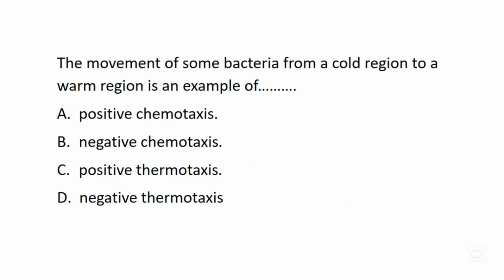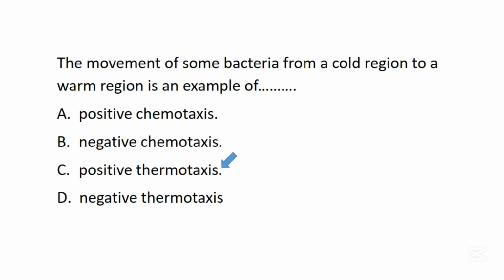The next question says, the movement of some bacteria from a cold region to a warm region is an example of dash. A. Positive chemotaxis. B. Negative chemotaxis. C. Positive thermotaxis. D. Negative thermotaxis. In this question, the correct answer is C.